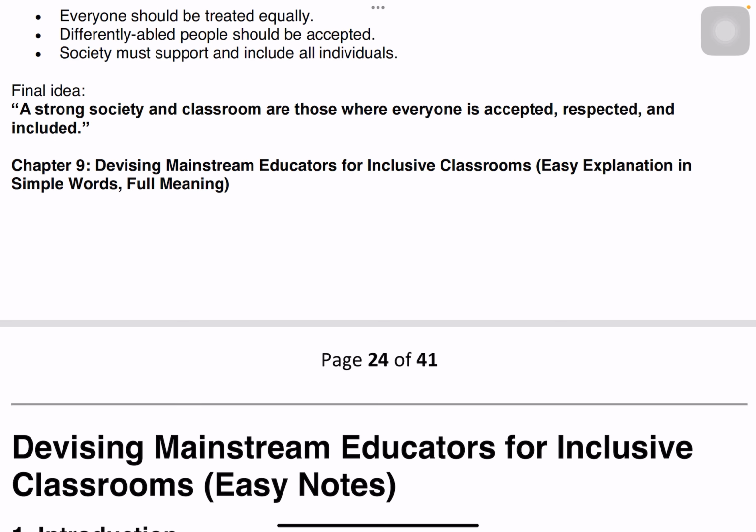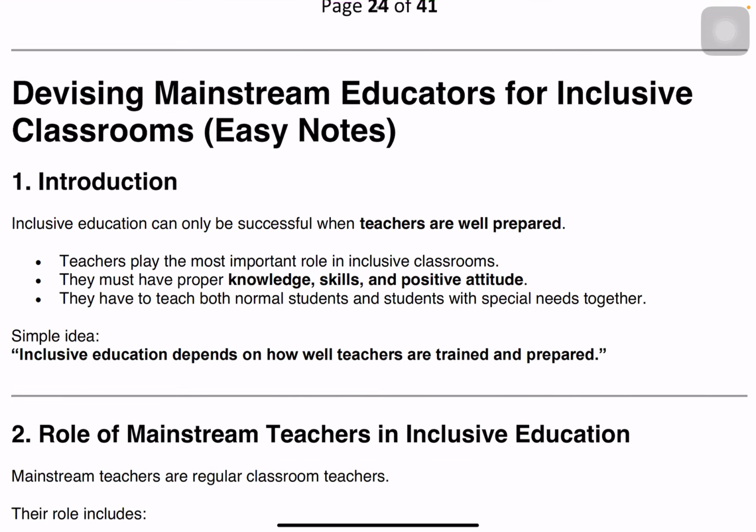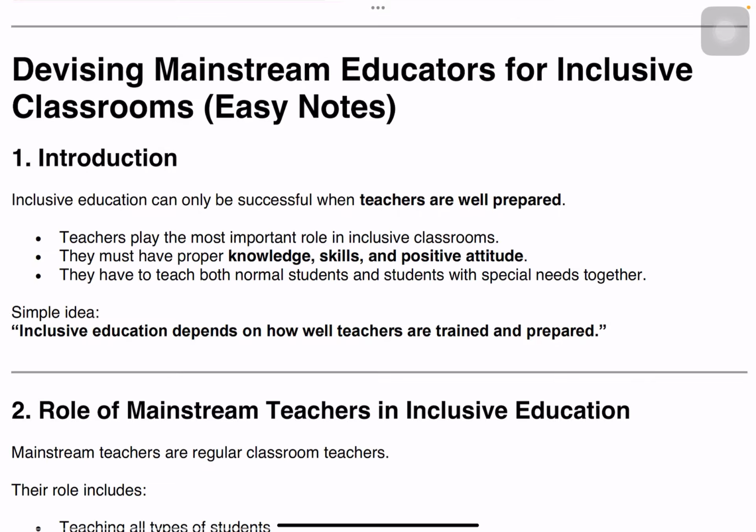Chapter number 9: Devising mainstream educators for inclusive classrooms. Inclusive education can only be successful when teachers are well prepared. Teachers play an important role in inclusive classrooms. They must have proper knowledge, skills, and positive attitudes. They have to teach both normal students and students with special needs together. Simple idea: inclusive education depends on how well teachers are trained and prepared.